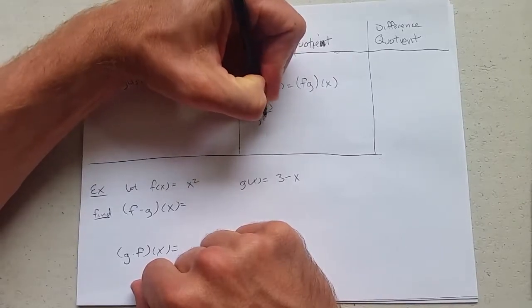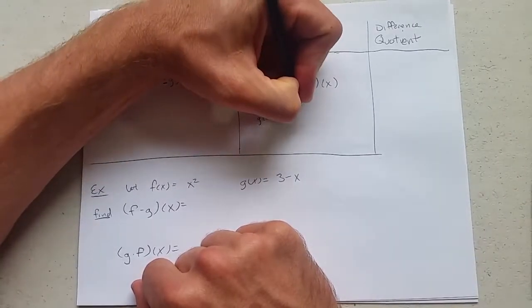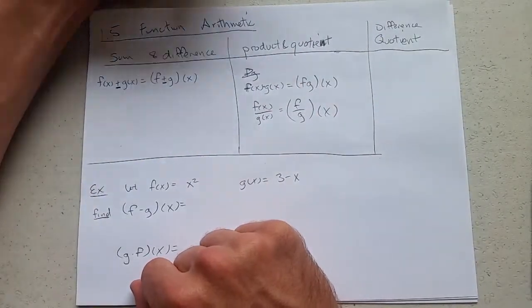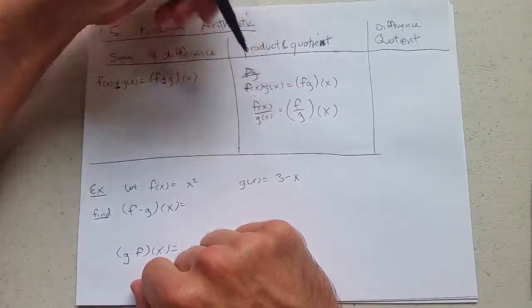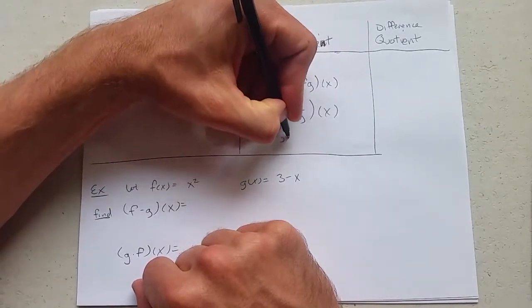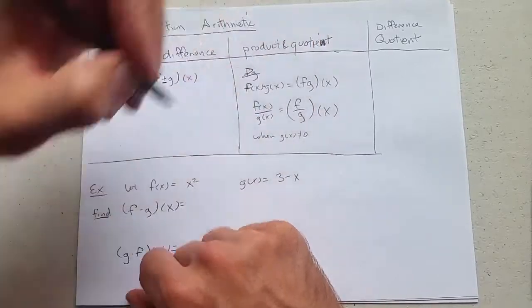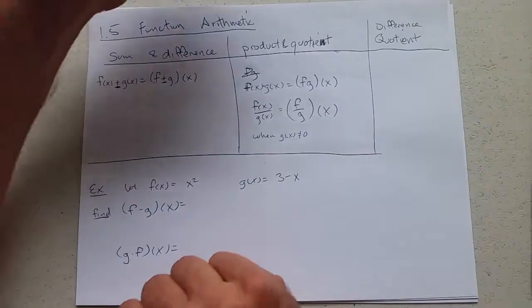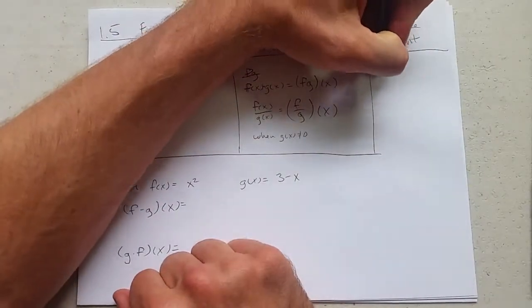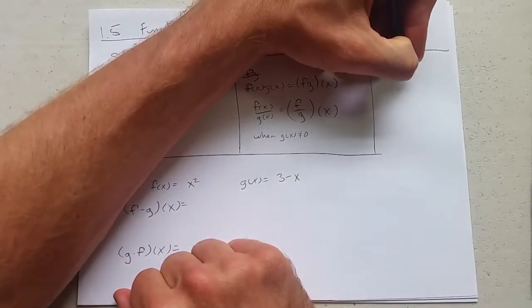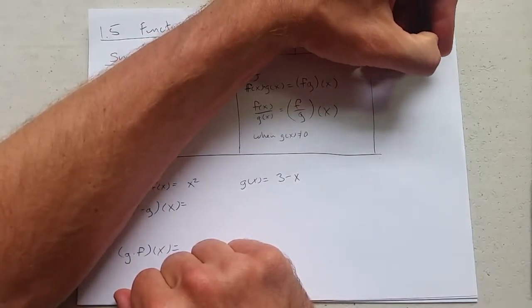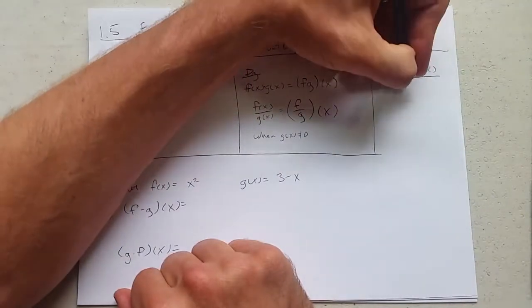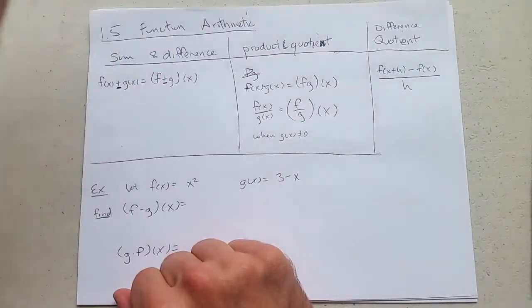And quotient, really similar. f of x divided by g of x. And it would be written like this. And this only makes sense when g of x is not equal to 0. So that's sum rule, product quotient rule, and now difference quotient is, you've seen it before, f of x plus h minus f of x, so it's the difference of these functions divided by h, and that's the difference quotient.